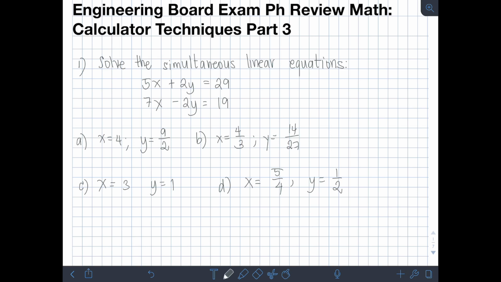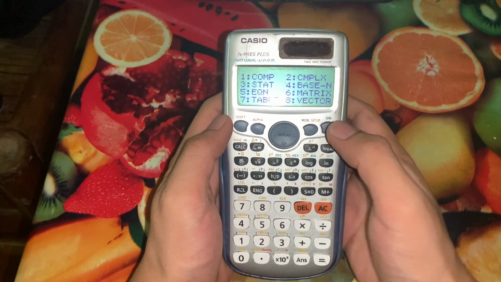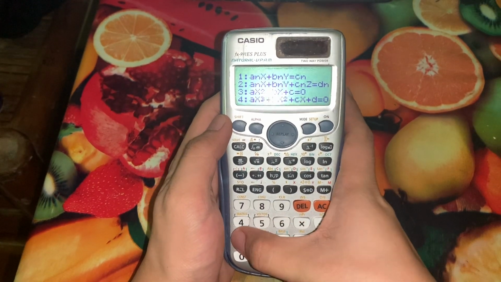Solve the simultaneous linear equations 5x plus 2y equals 29, 7x minus 2y equals 19. Okay, so pwede nating masolve itong linear equations using algebra. So, pwedeng graphically, by elimination method, or substitution method. Pero gamit na lang tayo ng calcu para masolve natin to. Okay, sa calculator nyo, pupunta kayo sa mode 5 and then 1.